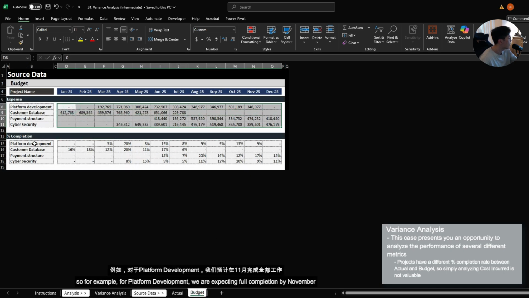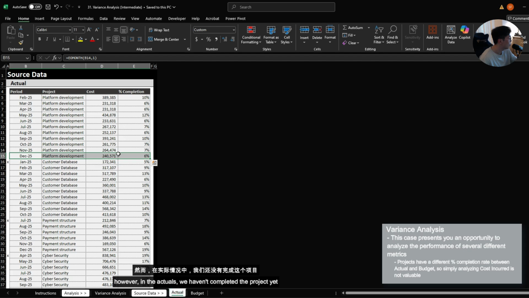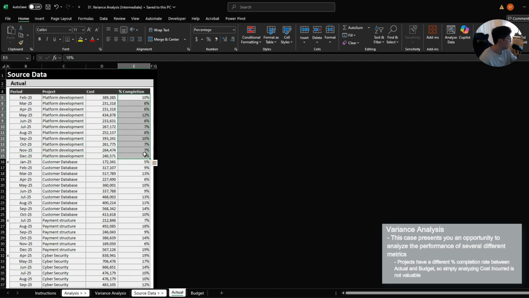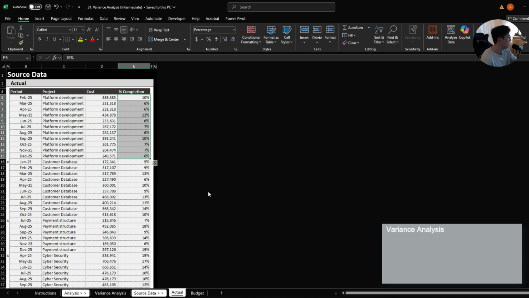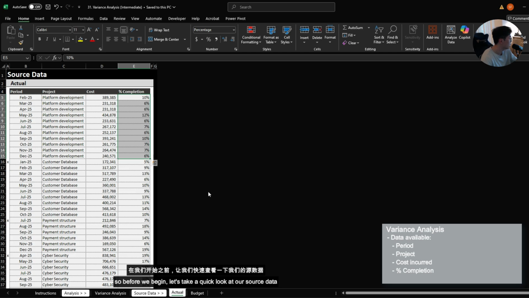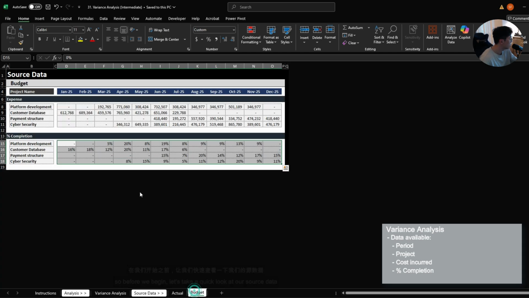So for example, for platform development, we are expecting a full completion by November. However, in the actual, we haven't completed the project yet. So although it might seem favorable that our cost is lower, it's actually not good because we haven't completed the project yet. So the variance analysis that we're going to conduct today will try to provide all of these key insights.